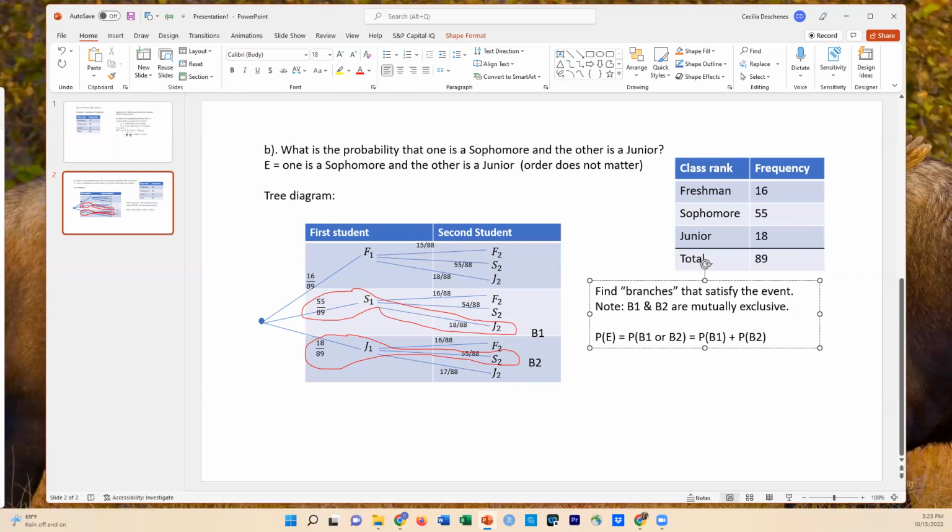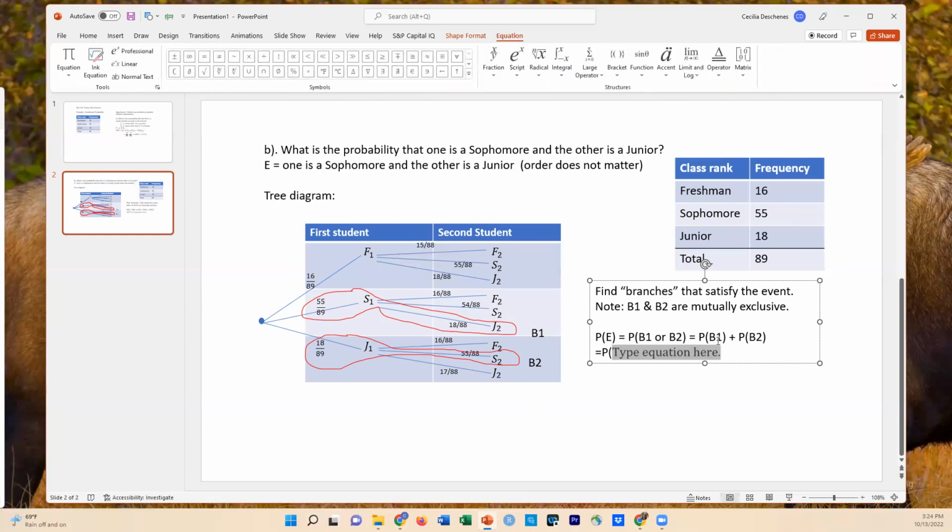Right. So now that we've gone this far, what we actually need to do next is figure out the probabilities for B1 and B2. So by the basic counting rules, let's keep writing here first of all. The probability of B1 is that the sophomore is chosen first, and the junior is chosen second. And then for the probability of B2, looking down here at B2, the junior is chosen first.